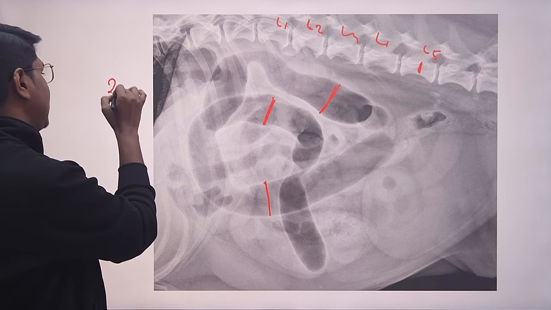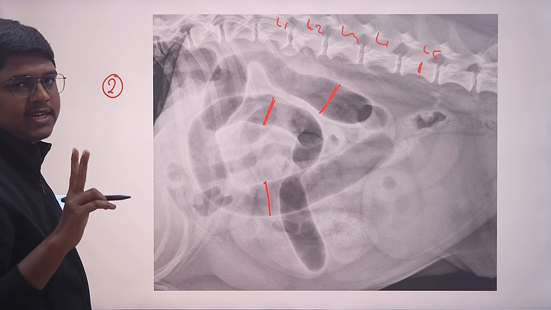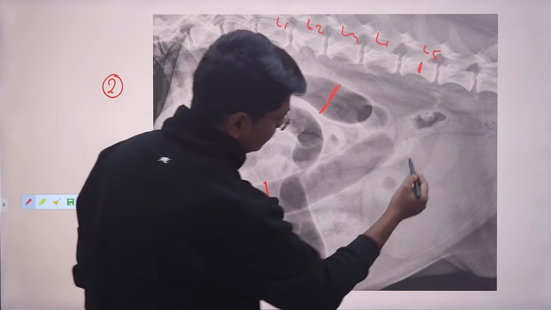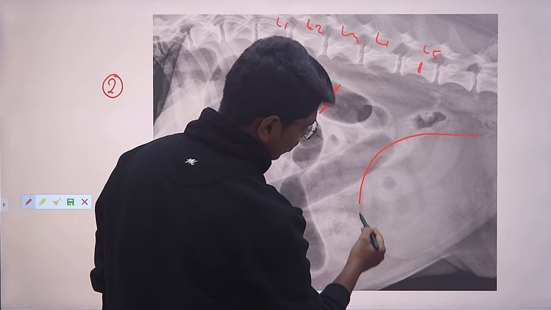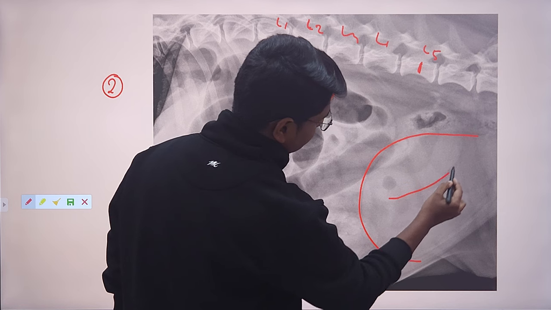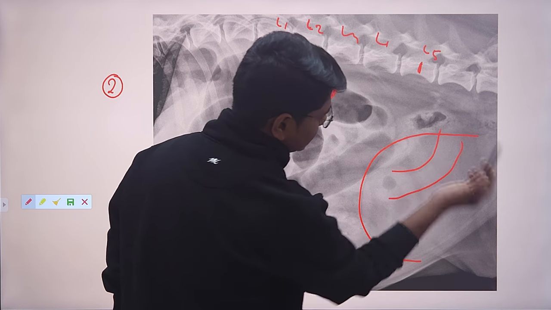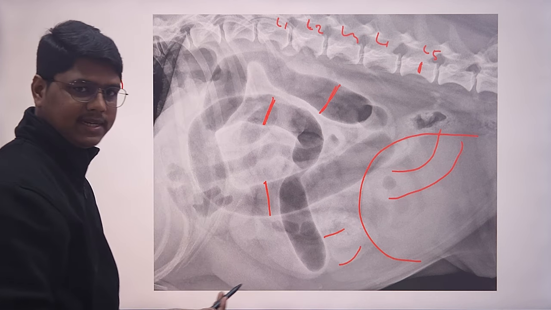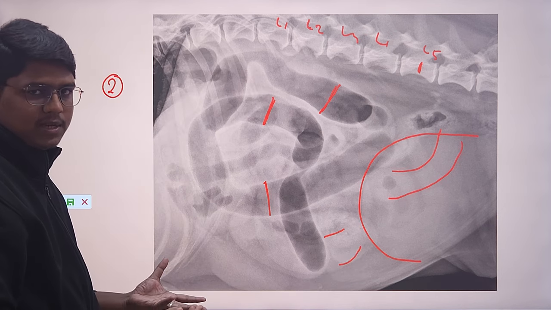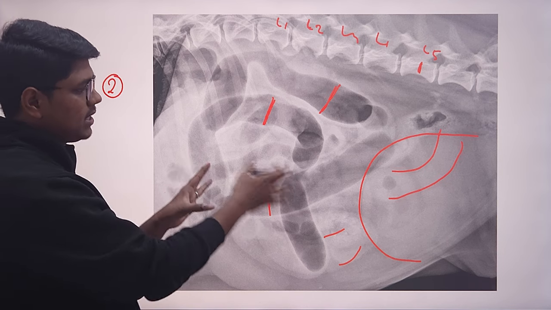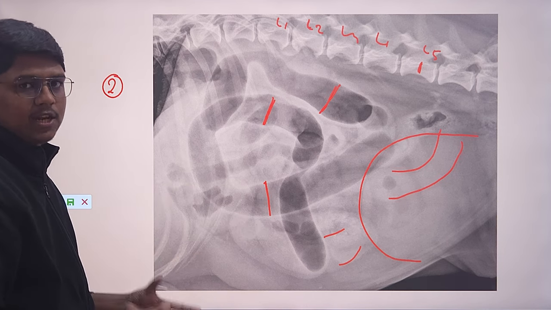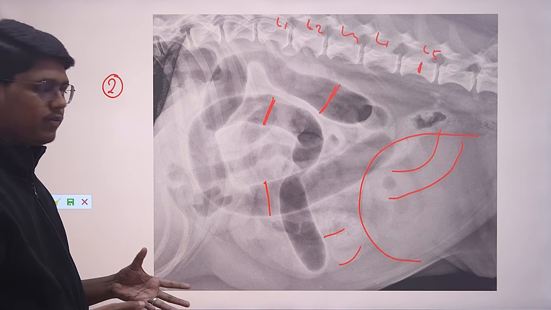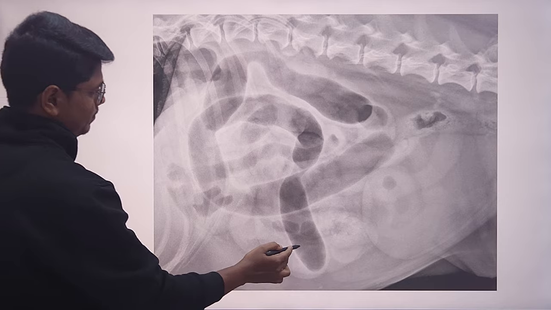Second point, you will find two sets of intestine. One is dilated, another is normal. Here you see the bladder. Over the bladder, some intestine loops are also there. See, these are the normal intestines. Some loops are here also. These are normal intestines. They don't have any pathology. So you will find two different sets of intestinal loops. One is dilated, one is normal. So this is also a characteristic of mechanical obstruction.